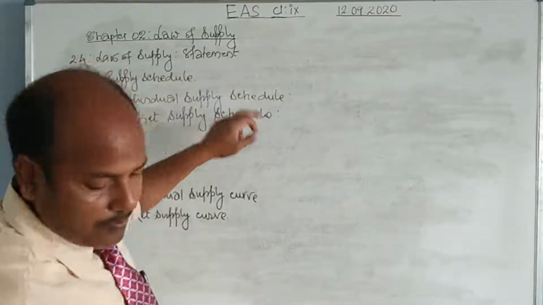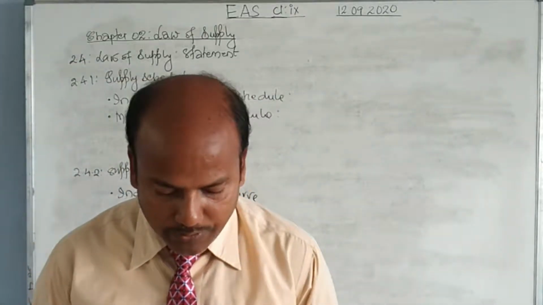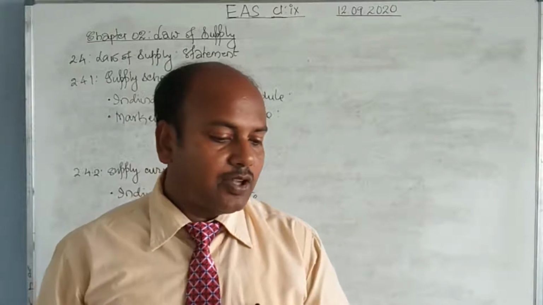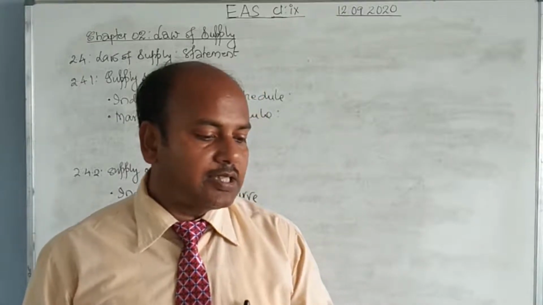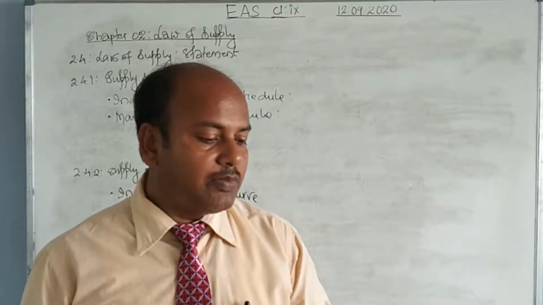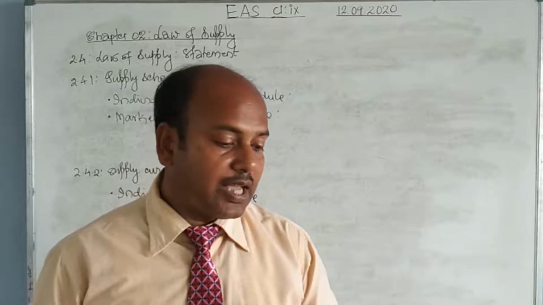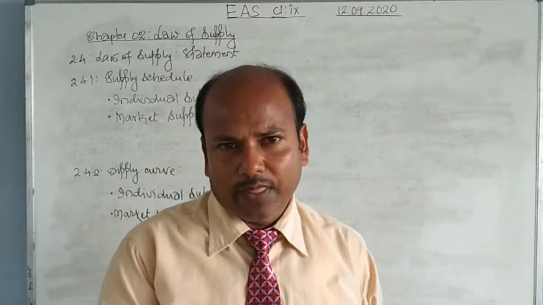Statement of the law. For your convenience, I will read it once for you. What does it state? The law of supply states that other things remaining the same, the quantity of any commodity that producers will be willing to produce and offer for sale rises with a rise in the price and falls with a fall in its price.